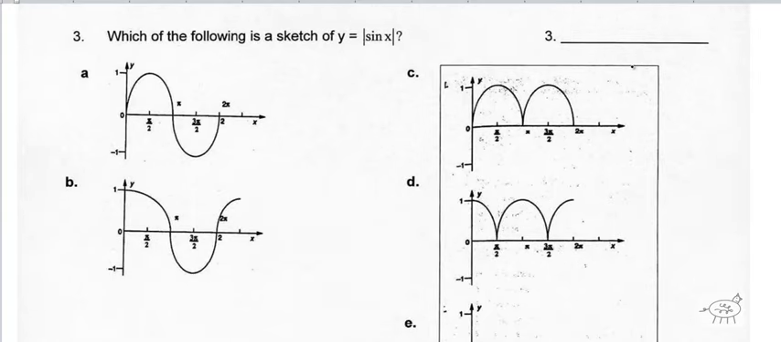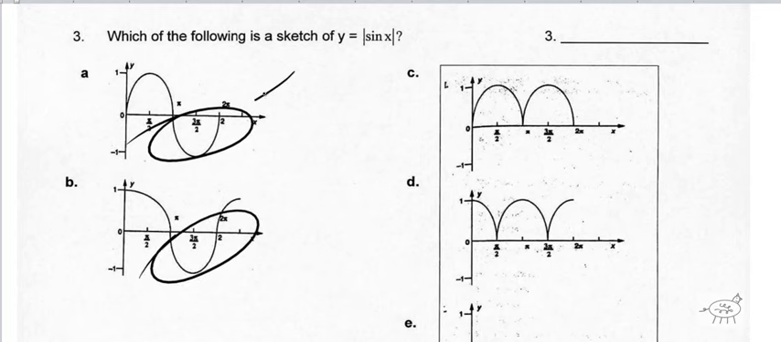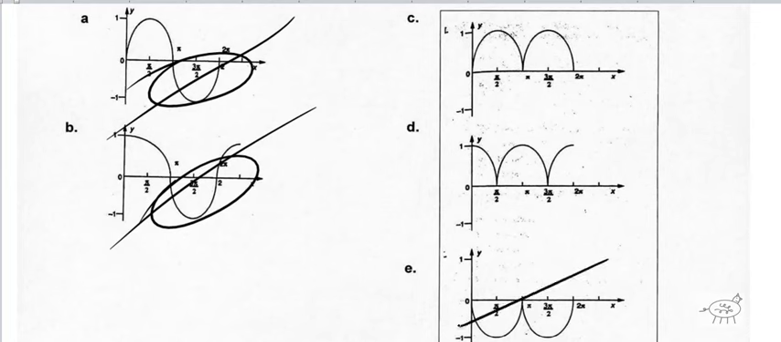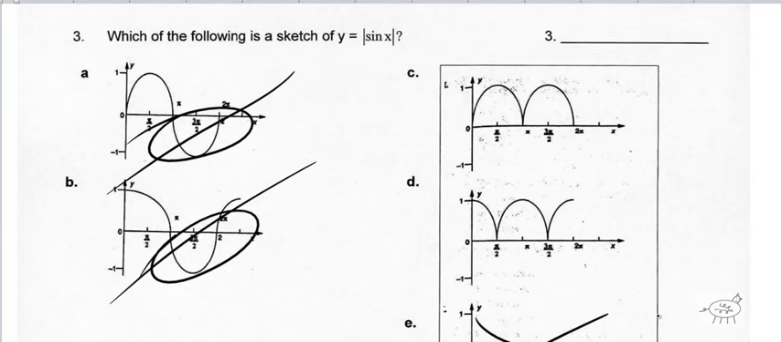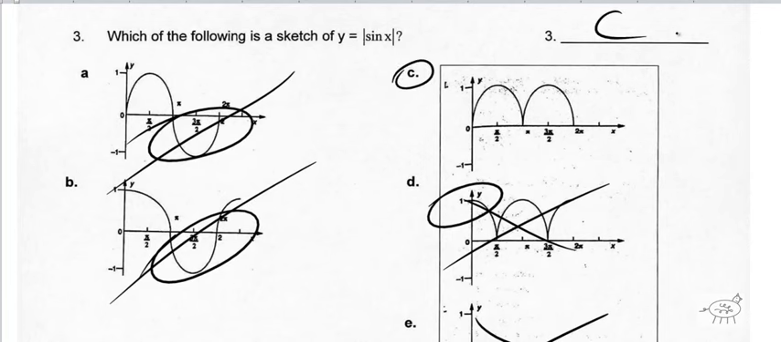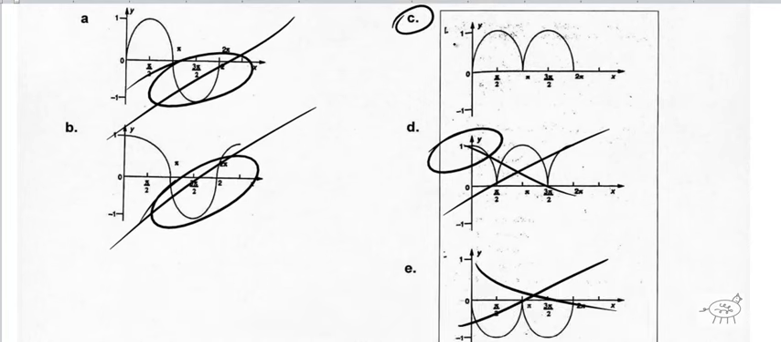Which of the following is a sketch of absolute value of sine of x? This is impossible because it's negative, and it's negative, so these are out of here. And this is out of here. That's a negative. Okay, so look at the next one. Remember, sine starts at 0. This is a cosine graph, actually. So that's out of here. So my answer is C. It's the McDonald's graph.